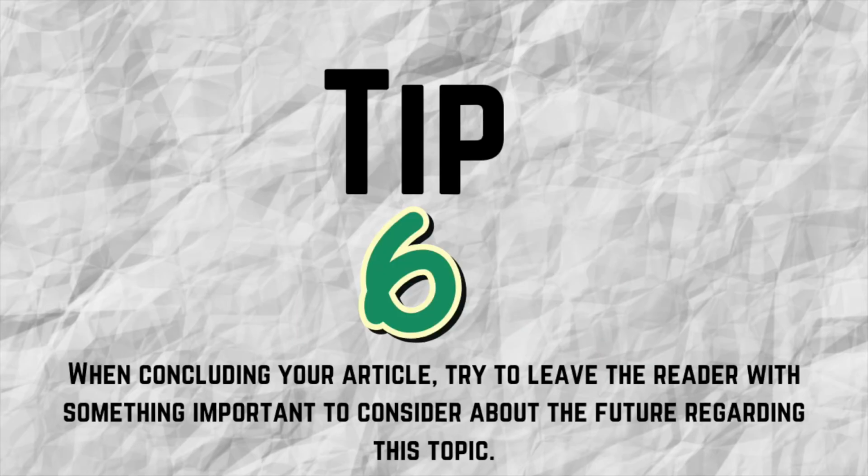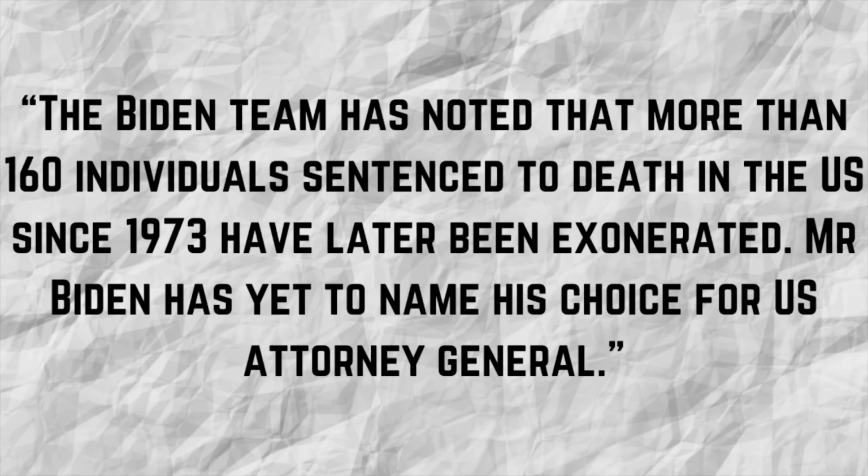Tip 6. When concluding your article, try to leave the reader with something important to consider about the future regarding this topic. What next? How will it all end? Will this ever be resolved? In the BBC article on Trump's executions, it ends with an insight into what will follow in the coming weeks, but reveals one unanswered question. The Biden team has noted that more than 160 individuals sentenced to death in the US since 1973 have later been exonerated. Mr. Biden has yet to name his choice for US Attorney General.